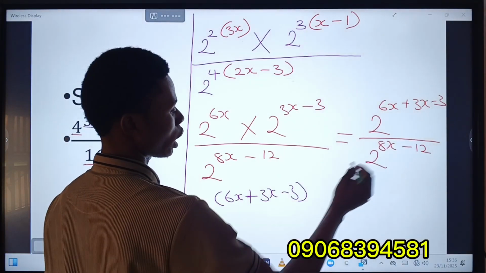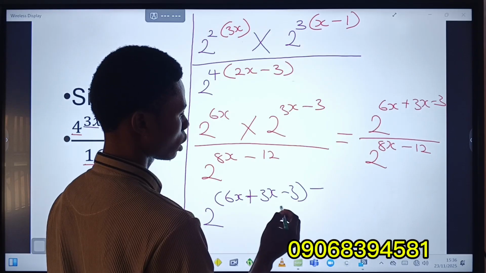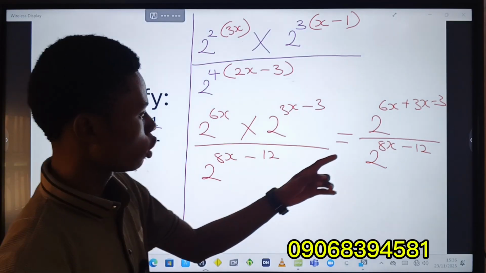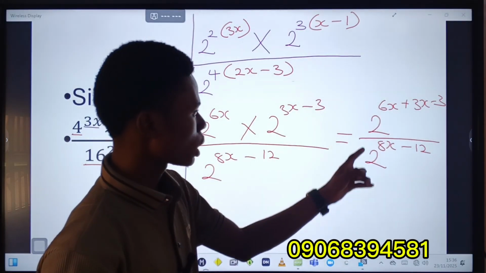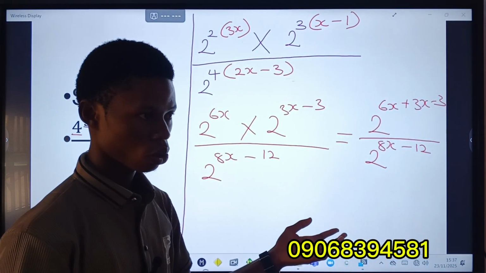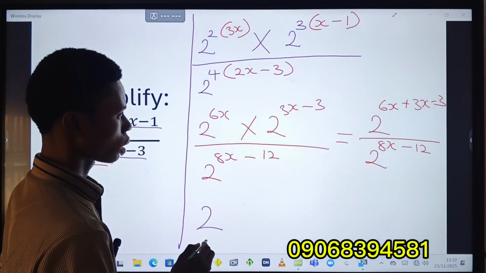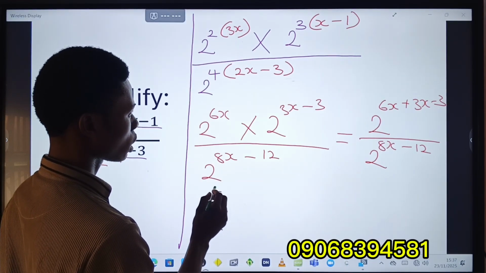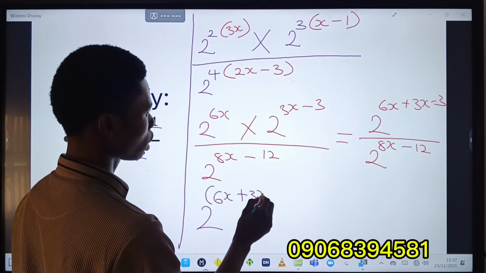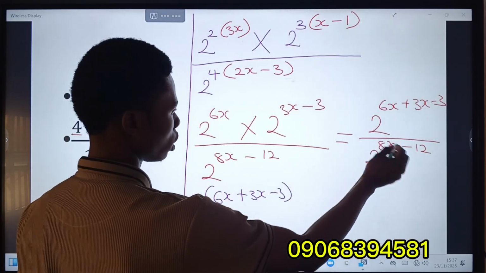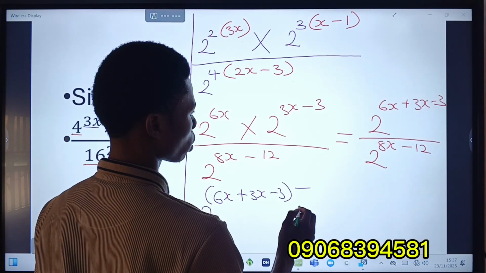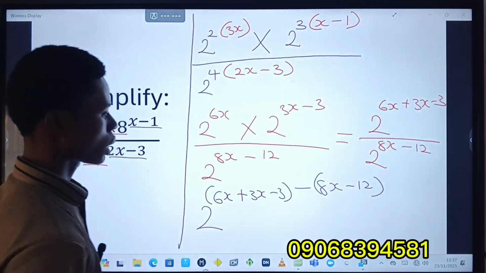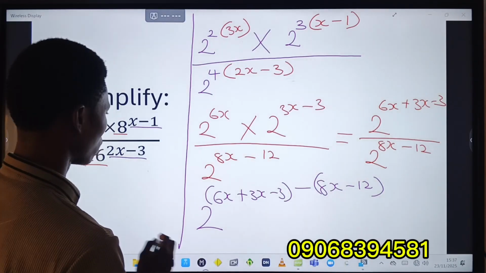Since they are separated by division line, we say minus, right? Now, remember, we said that one of the laws states that if the bases are the same and is division, you just take one of the base and you subtract the powers, right? So you'll be having 6x plus 3x minus 3, then this now minus 8x minus 12, right?